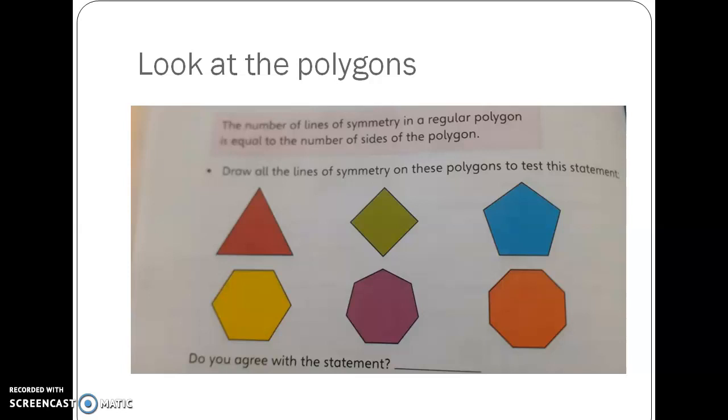Why do you have to draw this line? Because what did we say? That the line of symmetry divides a diagram into two equal halves. Okay? And then we will write the answer to the statement, but later on.